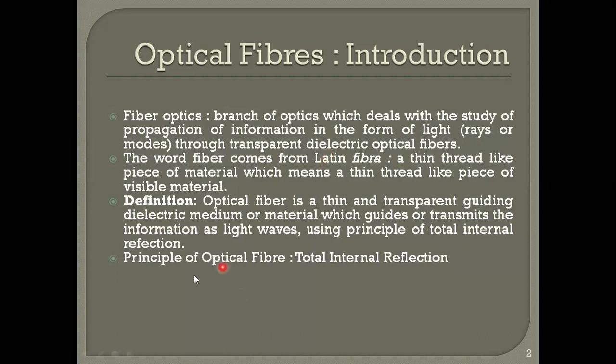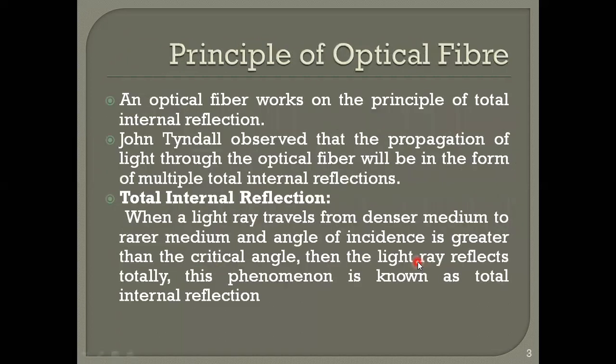So what is the principle underlying the optical fiber? It is what we call total internal reflection. So what is total internal reflection? The name itself indicates it: internally reflected, totally reflected. The light which we give into the optical fiber is reflecting inside, totally. However much light we give, that much light is getting reflected.